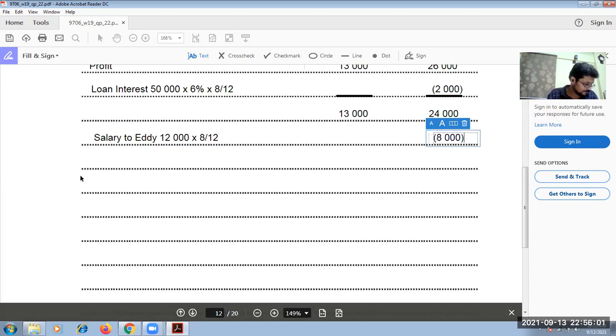Getting my point clear? Okay. Then share of profit. Now, 13,000 is going to be divided between the partners in the old ratio. The old ratio at the time of admission of Eddie was 5:3:2. So 13,000 multiplied by 5 divided by 10.